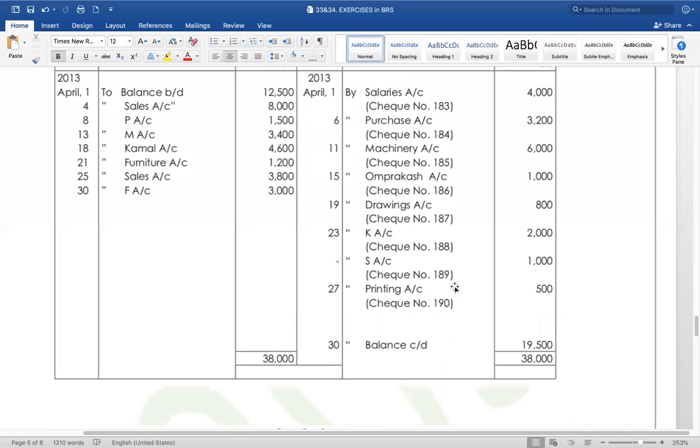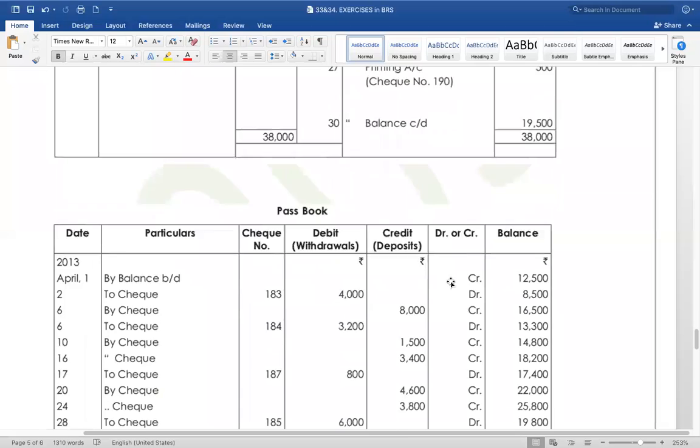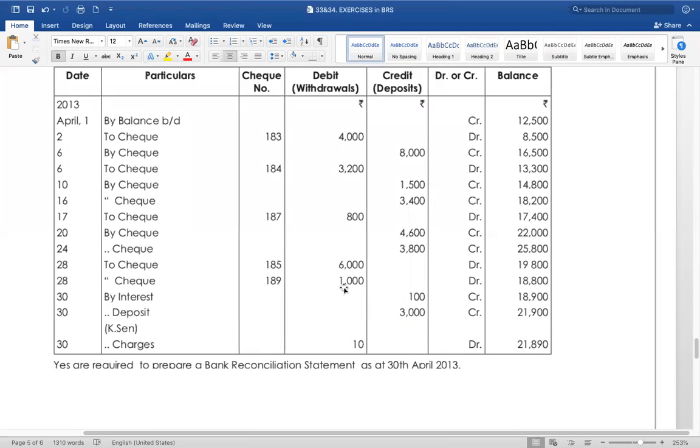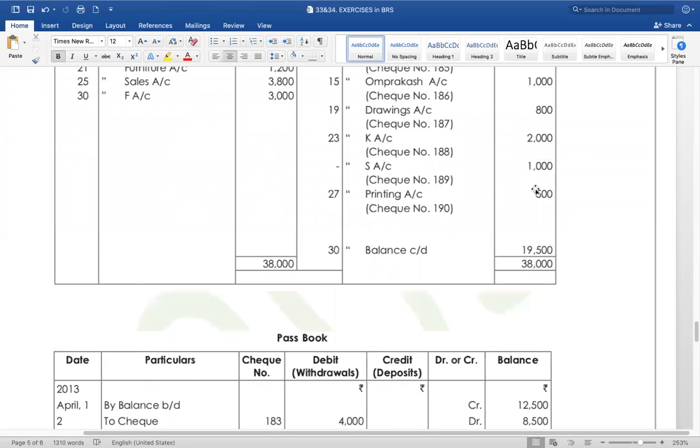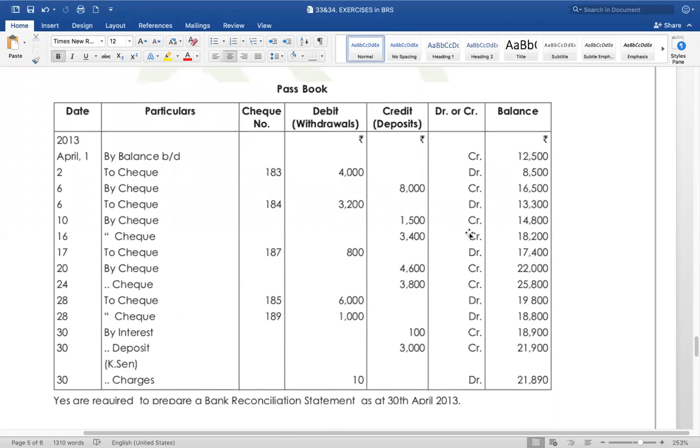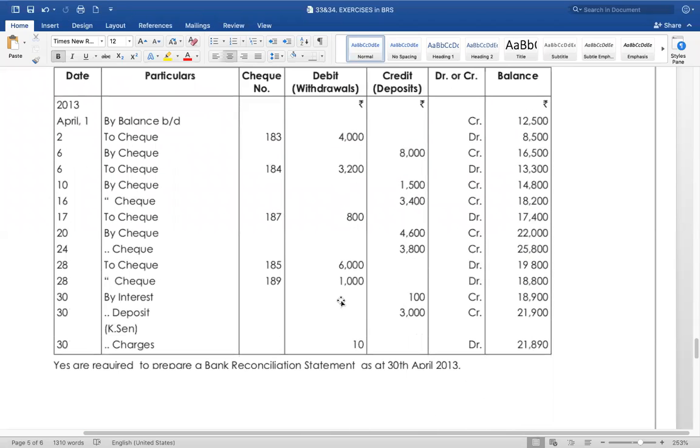Then 1,000, check number 189. Okay, 1,000 is there, number 189. It is matching, so we need not worry. Next, 500 printing charges, 190. Okay, not this. 500 is not at all there. So how many checks are issued but not presented for payment? Three, sir.